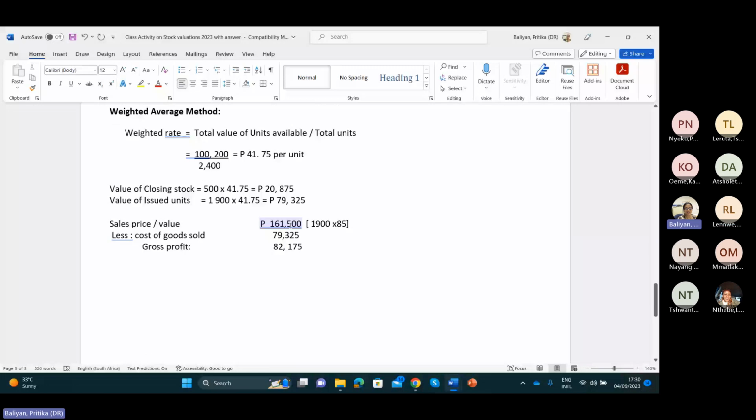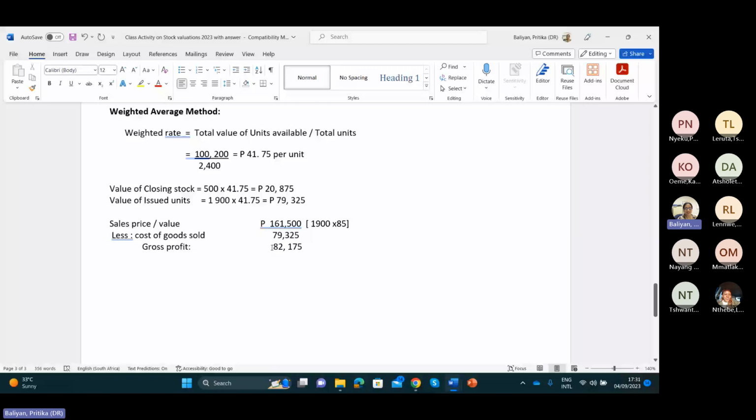Then we subtract the cost of goods sold, which we just calculated. The value of issued unit or the value of cost of goods sold is the same thing, because when you calculate the cost of issued unit, we also calculate like this: opening stock plus purchases minus the value of closing inventory. So it's the same figure. This is our gross profit.